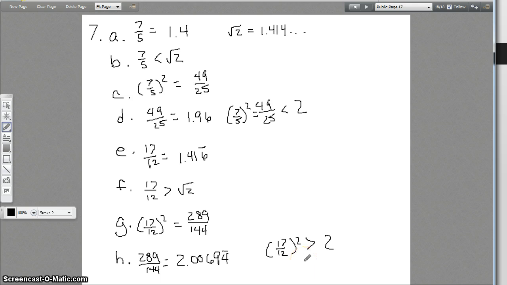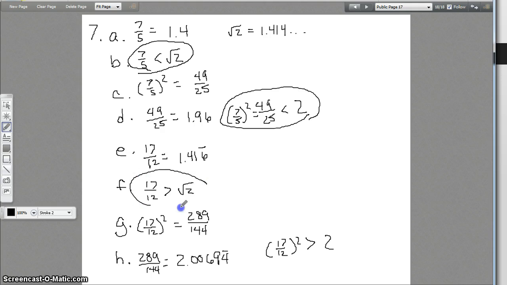So what they're wanting you to see here is if a number is less than the square root of another number, then the square of that number is going to be less than the square of the number. 7/5 is less than square root 2, so the square of 7/5 is going to be less than the square of square root 2. 17/12 is greater than square root 2, so the square of 17/12 is also going to be greater than the square root of 2. That's where they were leading you to.